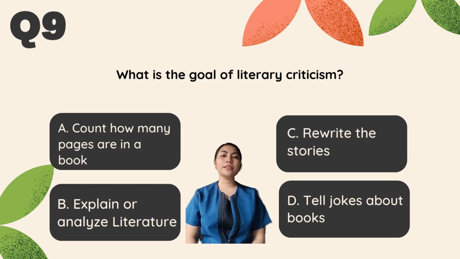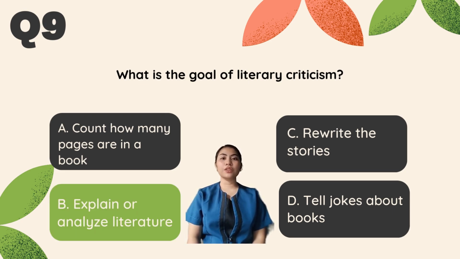Question number 9. What is the goal of literary criticism? Letter A, count how many pages are in a book. Letter B, explain or analyze literature. Letter C, rewrite the stories. And letter D, tell jokes about books.